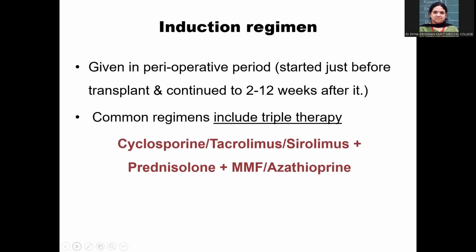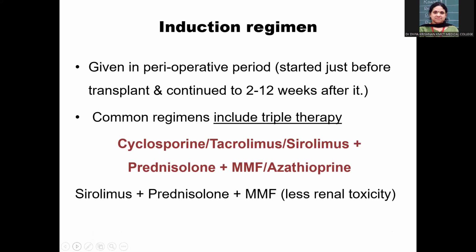So the triple therapy usually involves this regimen. That is one of the 3 drugs, that is cyclosporin or tacrolimus or sirolimus, plus a steroid, prednisolone, and an anti-proliferative drug like mycophenolate mofetil or azathioprine. So we already know that cyclosporin as well as tacrolimus are associated with a lot of nephrotoxicity. So the preferred regimen in people who could be susceptible to more nephrotoxicity is sirolimus, prednisolone, and MMF.